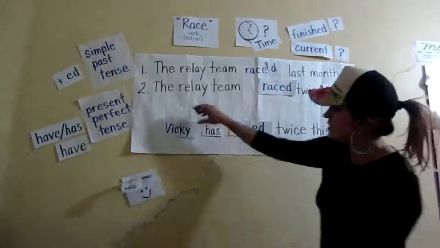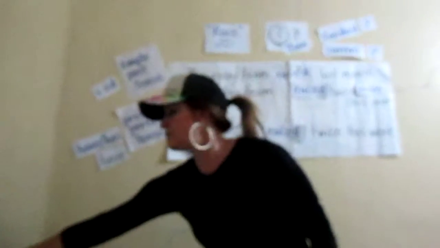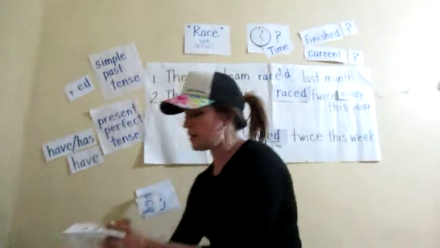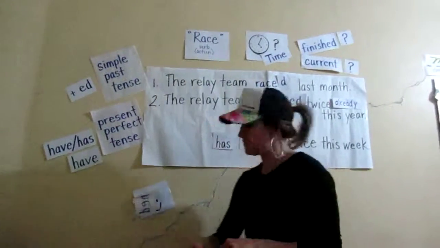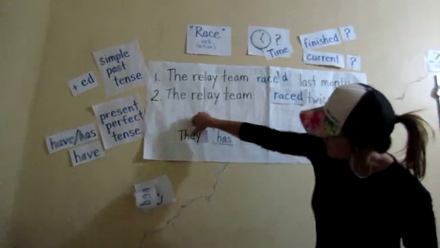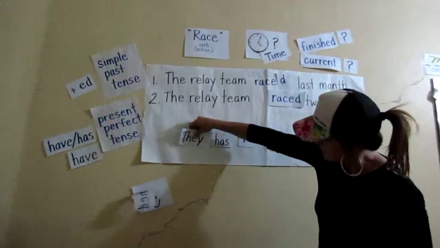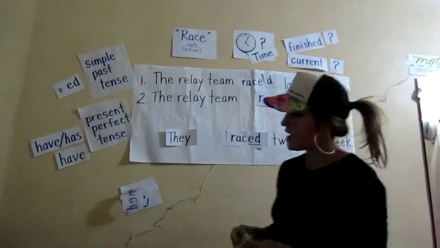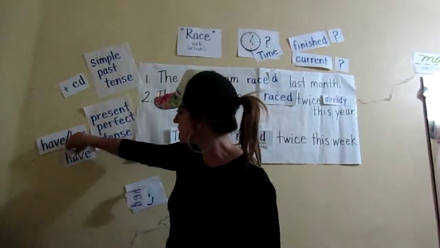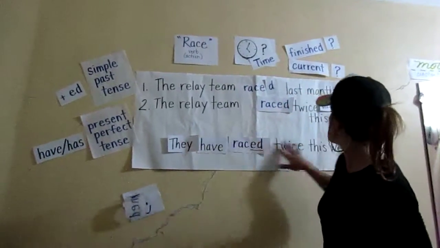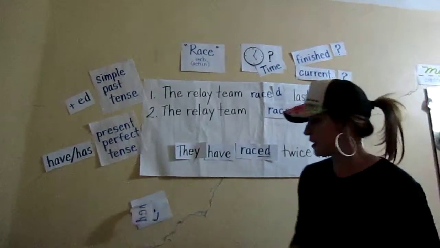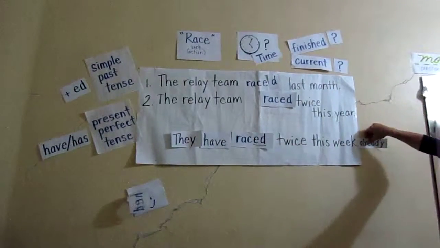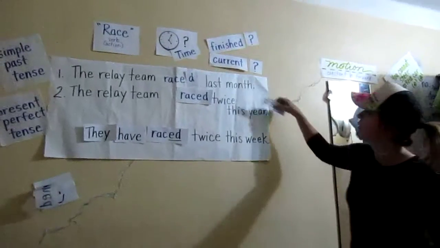And correct. If I was speaking about Vicky and a couple other teammates, maybe Vicky, Lori, and Shannon, and I said they has raced twice this week, that is incorrect. Has would need to be have instead. They have raced twice this week. And then you could add words like already, twice this week already, and that would be correct.